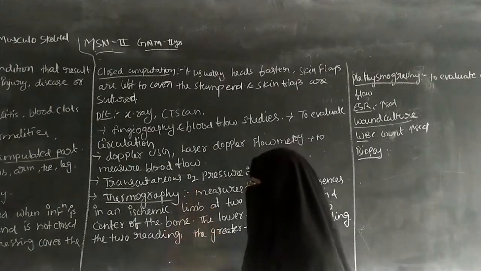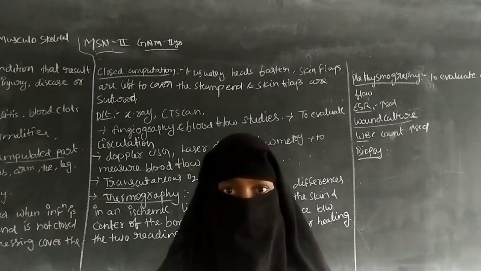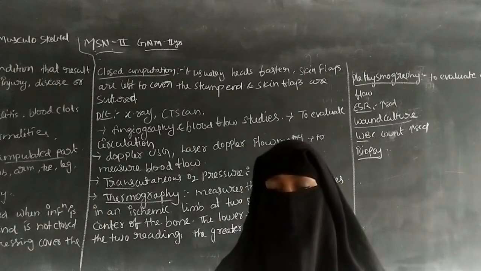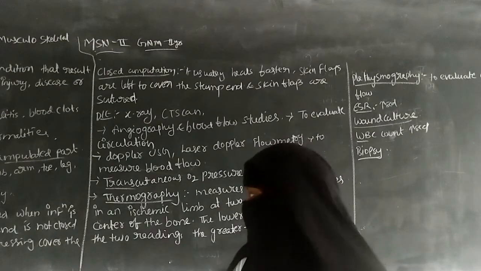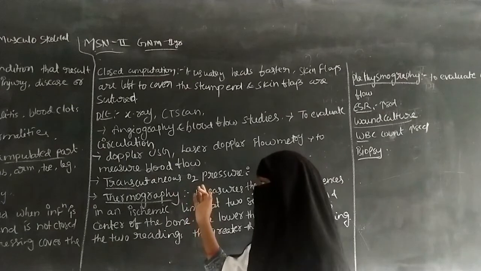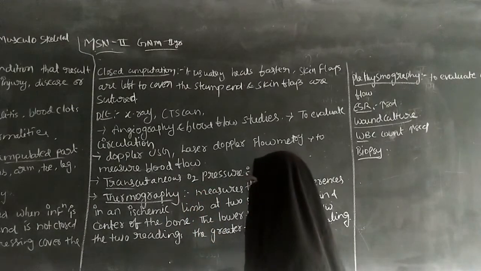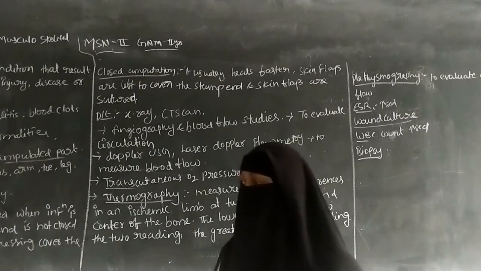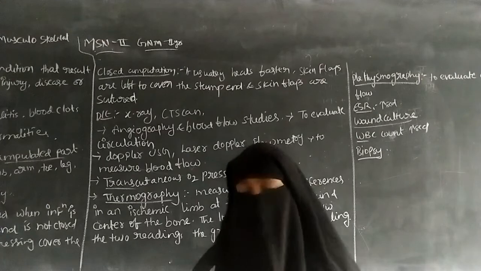So if the area is affected, the oxygen supply to the tissues decreases because of the injury. So it can be identified by the transcutaneous oxygen pressure. So it can be done to know the oxygen supply to the tissues under the skin.